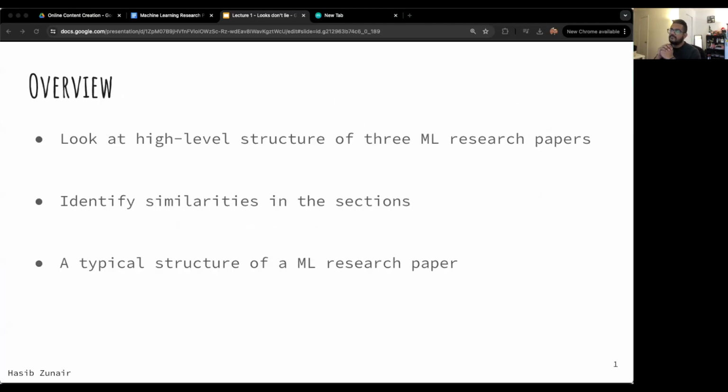Today, we will be looking at the high-level structure of 3 machine learning research papers, and then identify the similarities in these sections. And at the end, we will come up with a structure or template of a typical machine learning research paper.